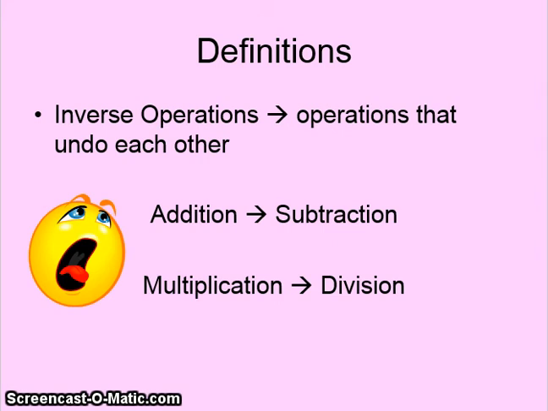Now, we want to use inverse operations. Inverse operations are operations that undo each other. They're opposite. So addition and subtraction are inverse. If you want to undo addition, you subtract. And if you want to undo subtraction, you add. Multiplication and division are also inverse operations. So if you want to undo multiplication, you divide. And if you want to undo division, you multiply.